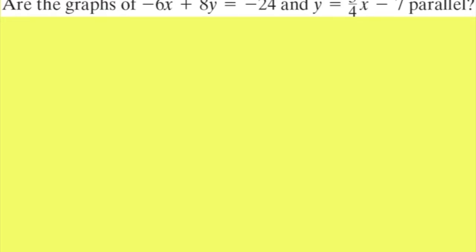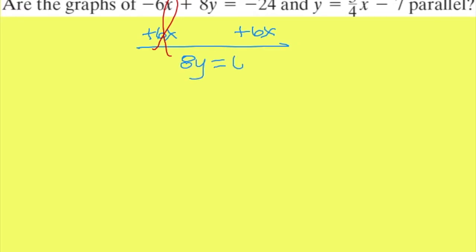So I'm going to work to rewrite this into slope-intercept form, which again means I want to get y by itself. So I'm first going to add 6x on both sides of the equation. So these cancel out, which means I can say that 8y is equal to 6x minus 24. And then I need to divide every single term in the equation by 8.